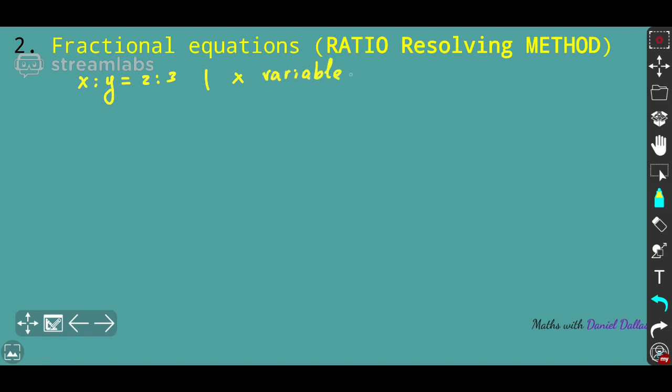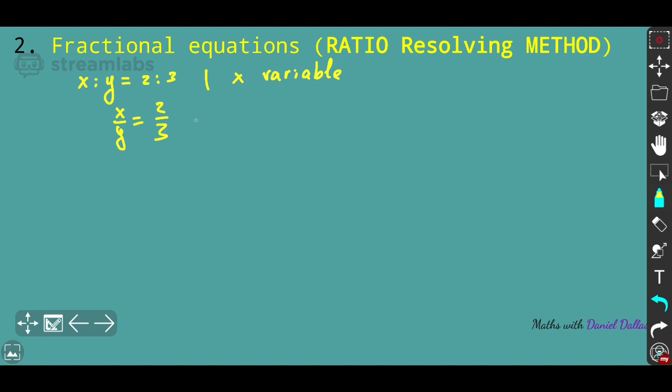X variable. And this should be only one instead of two, this way. However, the idea stays the same. So x to y is the same as 2 over 3. So what does it mean? It means that those ratios you can consider as a fractional equation.